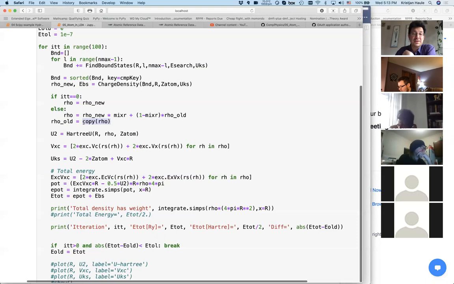So copy just ensures that we have two different memories that don't interact with each other. Okay, so this is the mixing, so very simple. Then we calculate the Hartree potential on our new charge density, on the so-called output charge density.